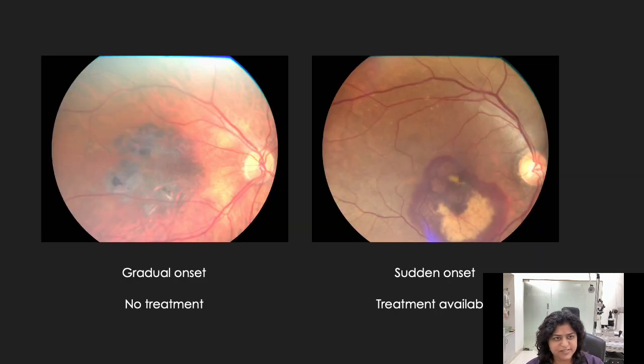Now, this is the retina of two different patients. The first one, there is a blackish area in the center of the retina. The center of the retina is called the macula. In the second patient, there is a reddish area in the center of the retina. So this is a dry macular degeneration, and this is a wet macular degeneration. By wet, you simply mean there is either blood or fluid in the macula.